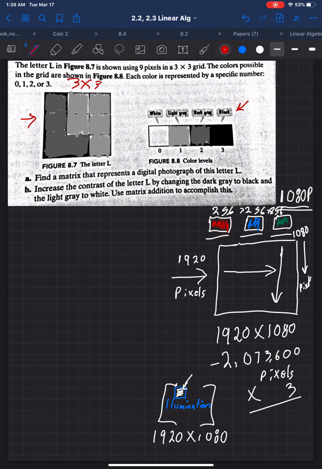Now, our job in part A is to find a matrix that represents this digital photograph of the letter L. Well, that's easy. If you think about it, this would be represented by 2, 2, 2, 2. Those are dark grays. And then the light grays would be represented by 1s. So if you were building a matrix for that small 9 pixel 3x3 grid, the way it sits currently would look like this.